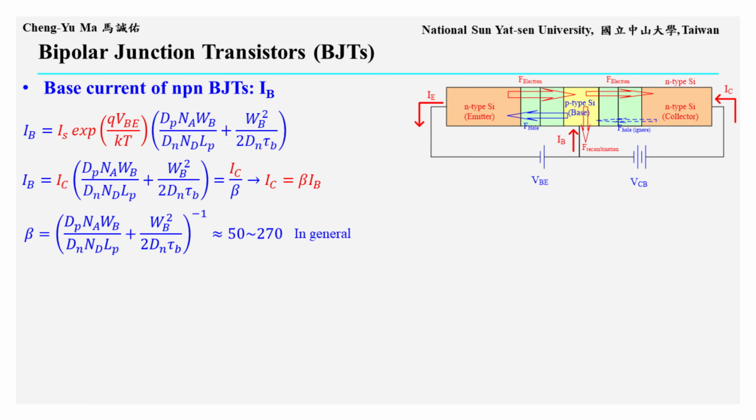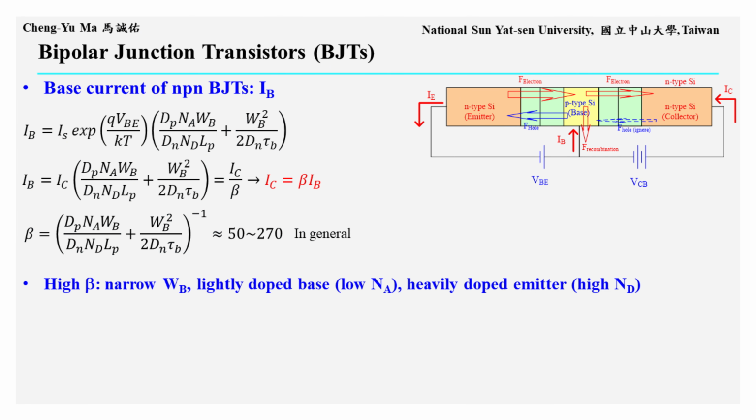If IB is considered the input current signal and IC is the output current signal, then the BJT can amplify the current signal by a factor of beta. Therefore, to increase the current gain, we need to increase beta. From the beta expression, a larger beta requires a narrower base width, WB, a lightly doped base with lower NA, and a heavily doped emitter with higher ND. This is why the emitter is usually the most heavily doped region inside a BJT.